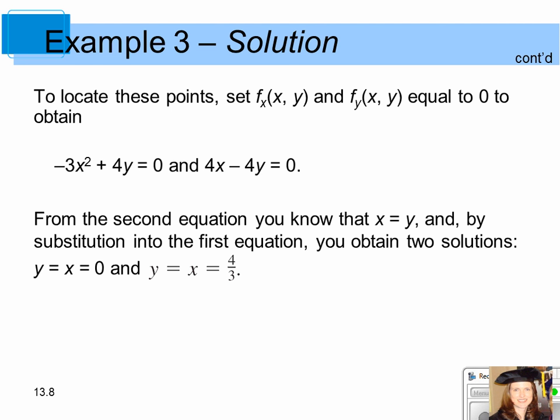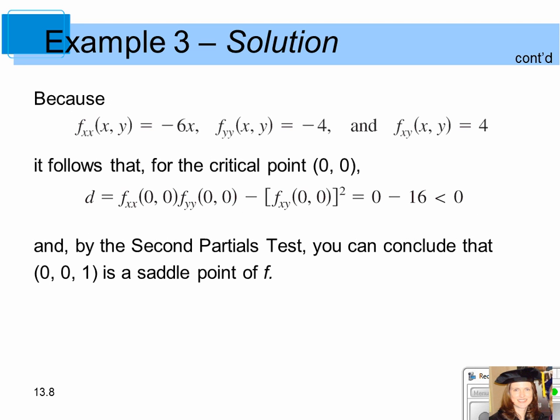To use the second partials test, you want to find the higher order partial derivatives, and you're going to plug in those critical points. So we actually have two critical points. We're going to plug them both into that second partials test. We need to take the higher order partial derivatives, so the second partial with respect to x is negative 6x, the second partial with respect to y is negative 4, and the mixed partial is 4.